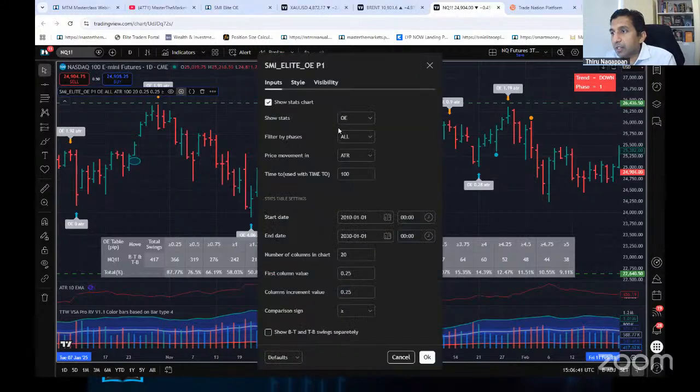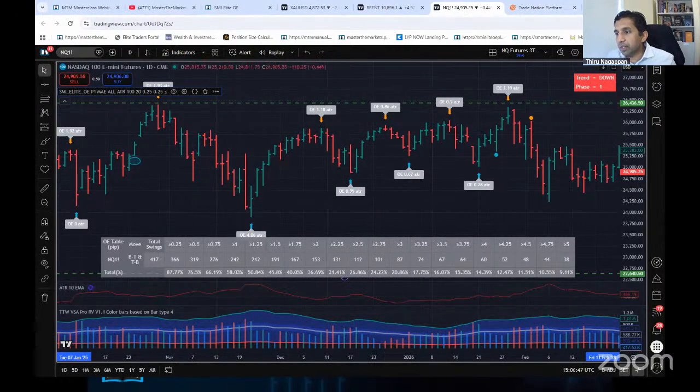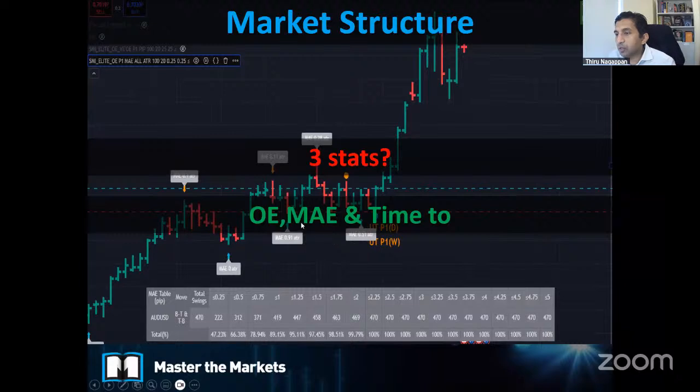Then there's another thing that you can also do, the MAE number. This will help you towards your stop loss. So let it pull that out. So these are the three stats that you can do: OE, MAE, and time to. MAE will help you place the initial stop loss. And the time to as well: how long does it take to get to the target?